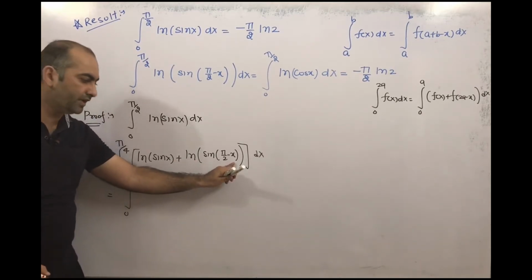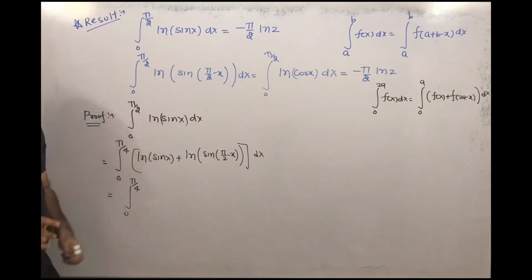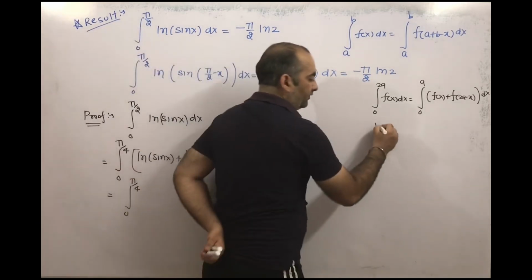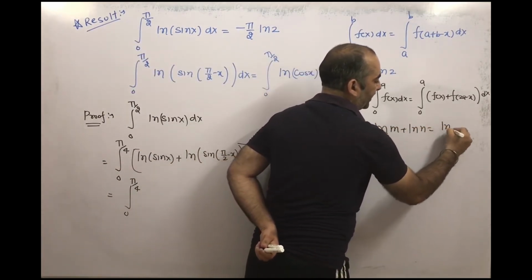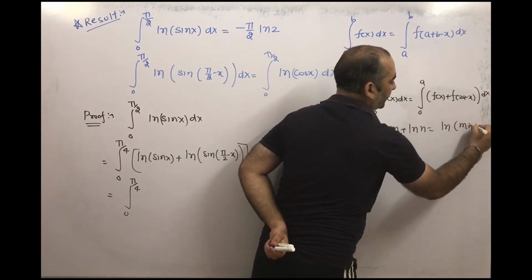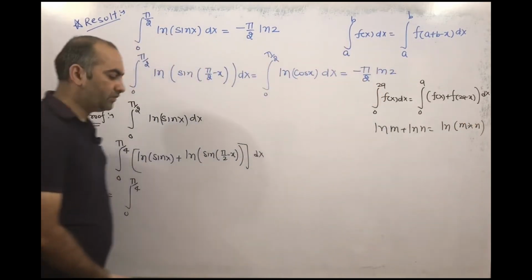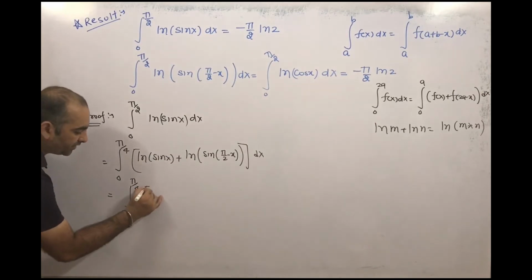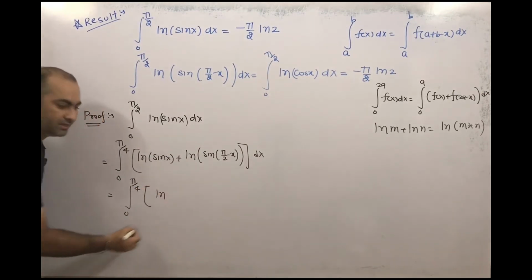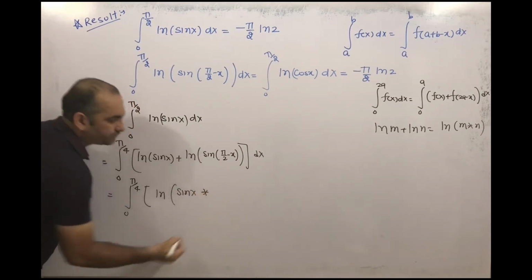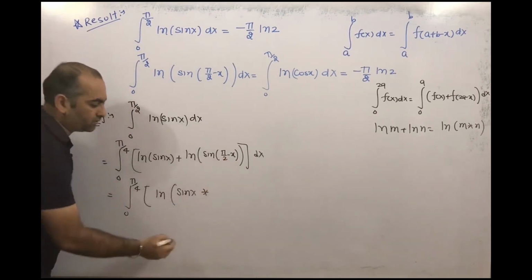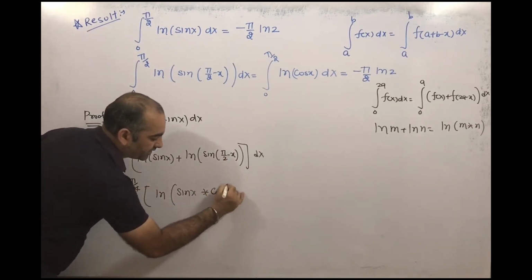Sine of pi by 2 minus x is cos x, and here is a positive sign. So we are using the property ln m plus ln n, which we can write as ln of m into n. So we can write this as integration 0 to pi by 2 of ln of sin x into cos x dx.